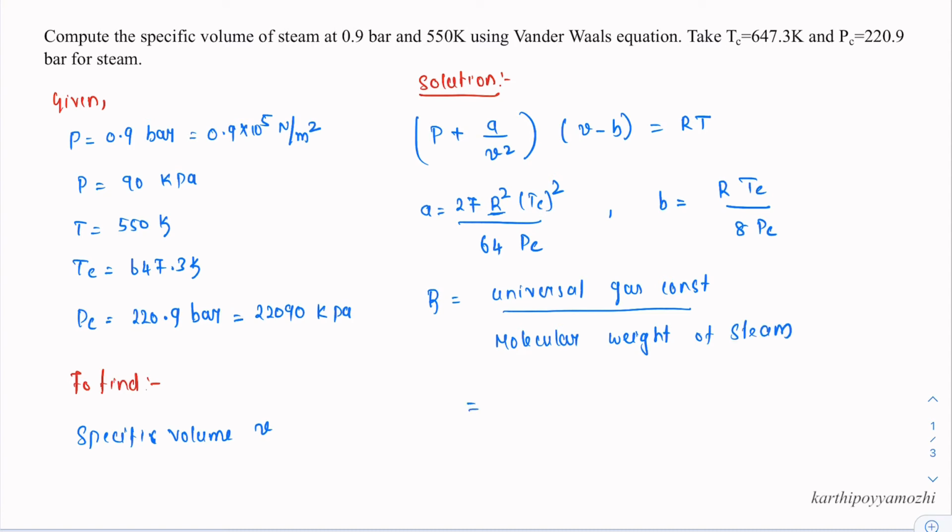The value of the universal gas constant is 8.314, divided by the molecular weight of steam, which is 18, and from this you will get the value of R equal to 0.461 kilojoule per kg Kelvin. Now substituting the value of R in the equations for A and B, you can find the value of A and B.